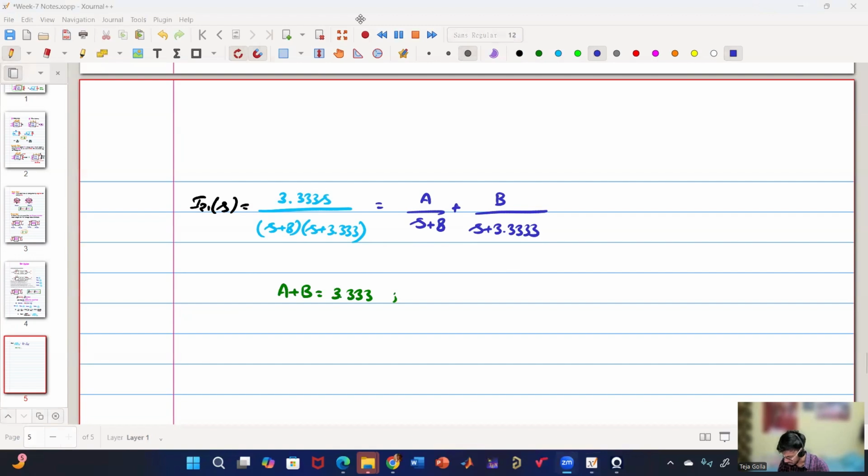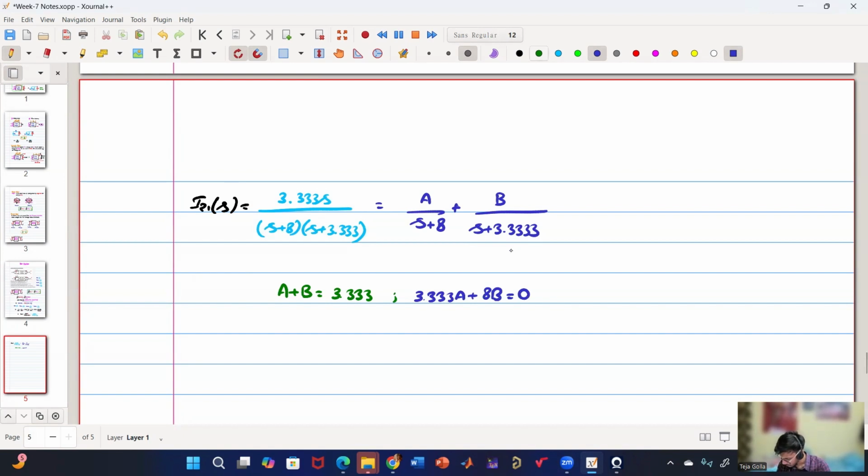8 by S plus 4, yeah, Nandini. 8 by S plus 4. Which one? Okay, maybe you have mentioned previously. Sorry, A by S plus 8. Yeah. Thank you, Chandrasekhar, for pointing out. So A plus B is 3.333, and then you have 3.333A plus 8B equal to 0.